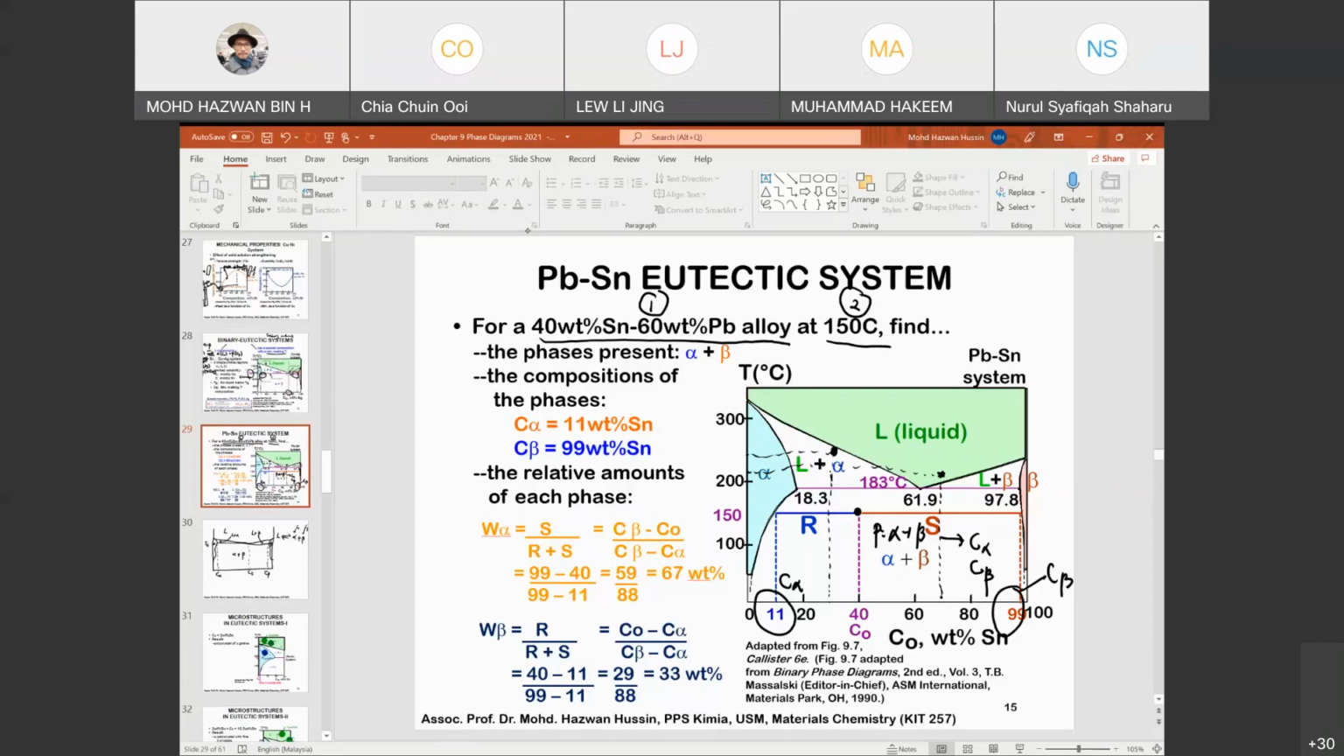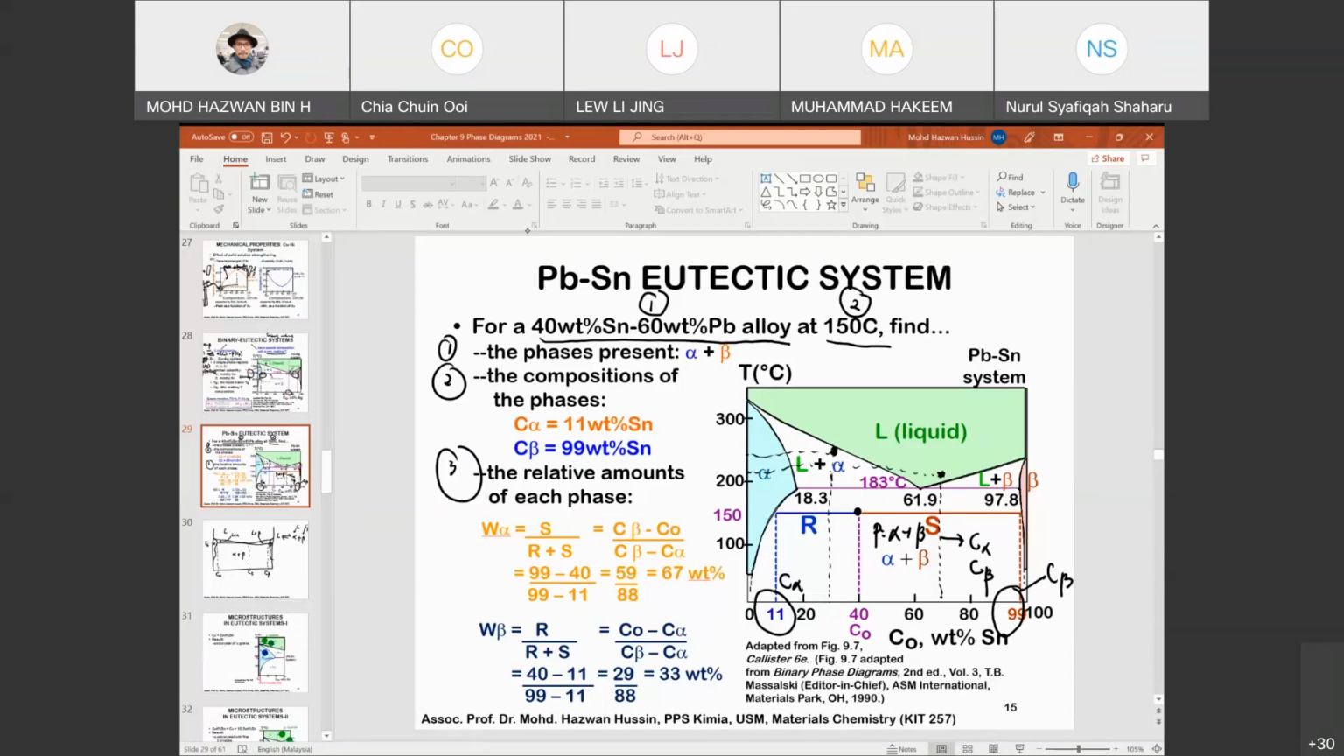So you get 11% of tin for C alpha and 99% of tin for C beta. All right. So next question, because this is actually three questions. So one, phase, second, composition, third, amount. So what would be the relative amount of each phase? Over here, we already identified the composition of alpha and beta.